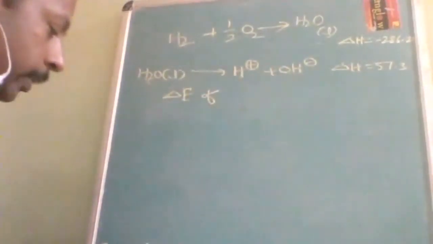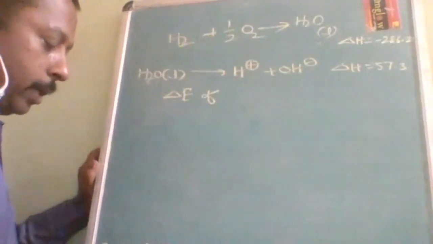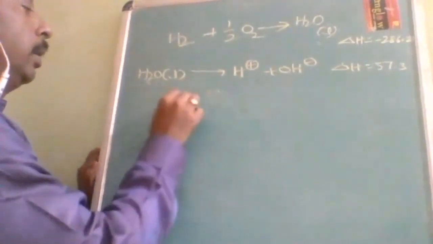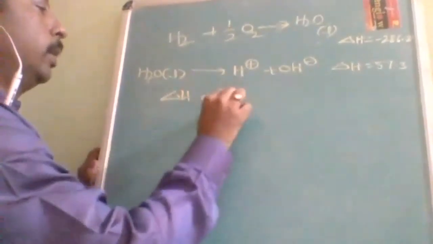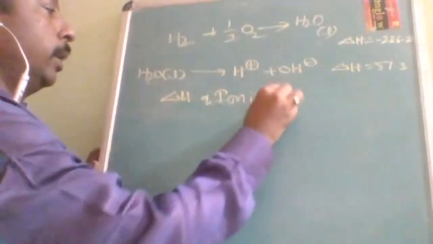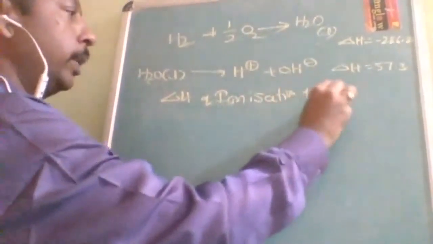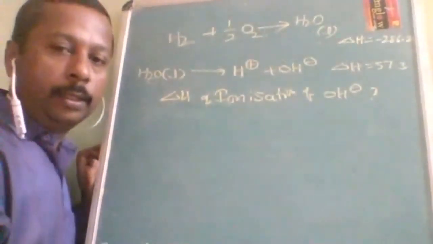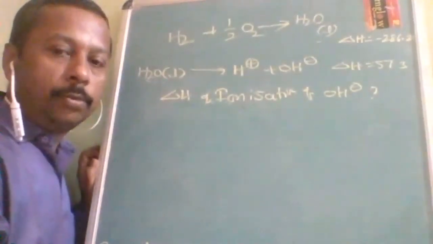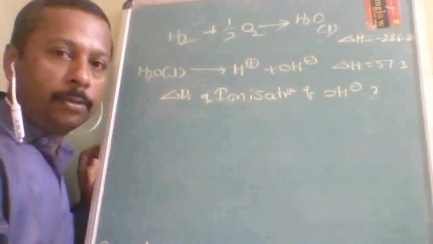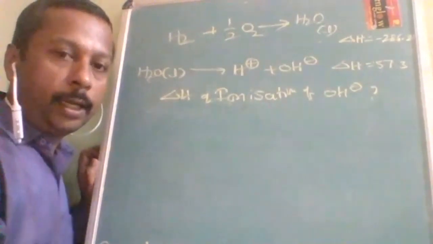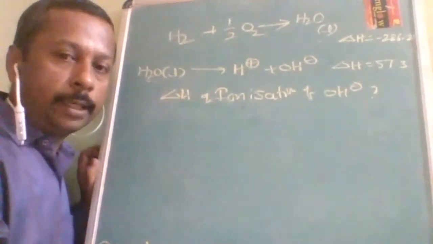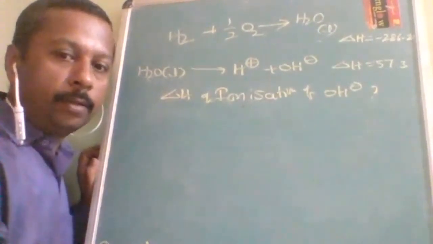Now he is asking delta H of ionization. What is the question here? He is asking about the ionization, enthalpy of ionization of OH minus. OH minus equal to question mark. Is it understood? In this question, two equations are given: formation of water and ionization of water. But he is asking us ionization of OH minus.